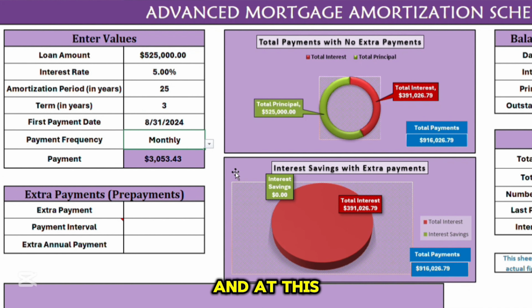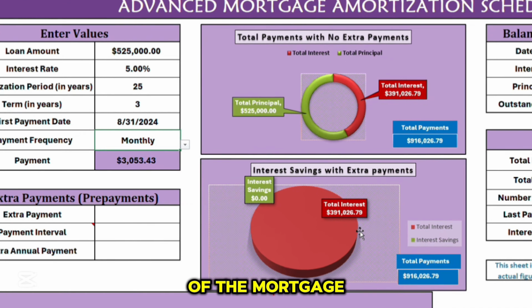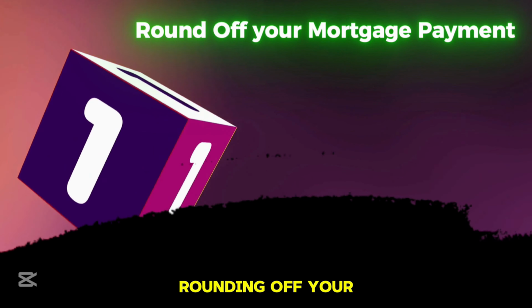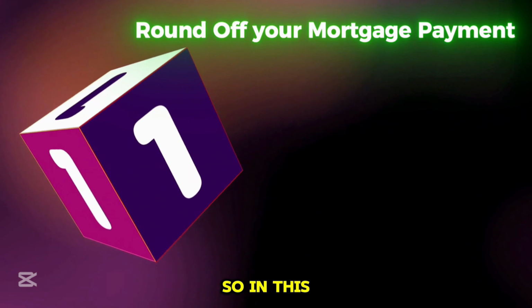So for this amount of the loan, your monthly payment is going to be $3,053.43. And at this interest rate, what is the total interest that you're going to pay over the lifetime of the mortgage? It's around $391,000. So the very first method is rounding off your payment. So in this example, your monthly payment is $3,053, which is close to $3,100. So what you can do is, you can just round it off to $3,100 if you can.